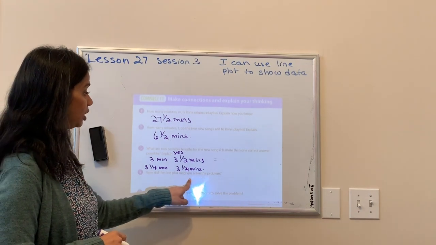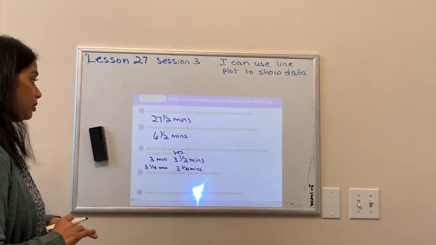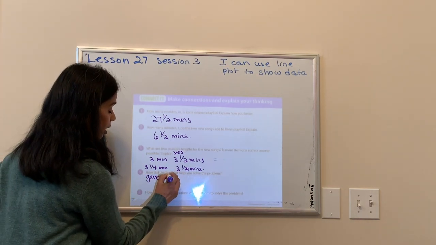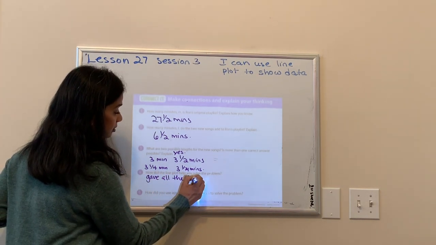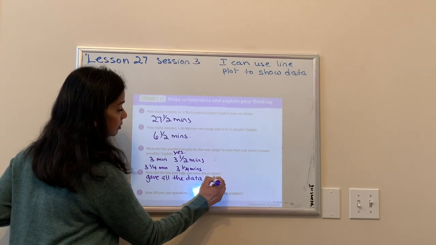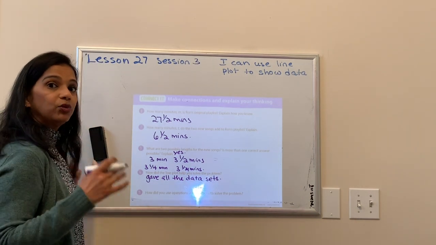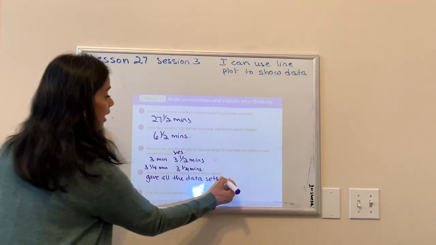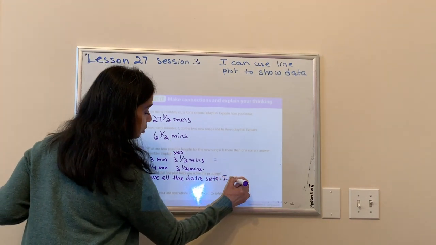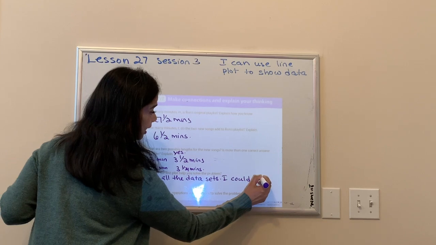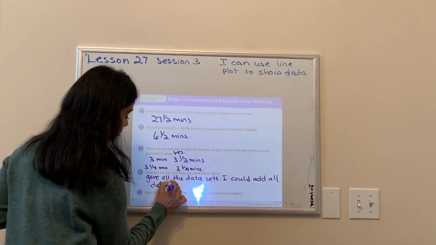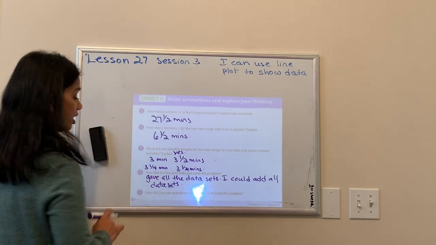How did the line plot help you solve the problem? Well, the line plot gave all the data sets. So I was able to add up all the data sets to find the total number of minutes, right? And so I could add all data sets, which is every song and its length.